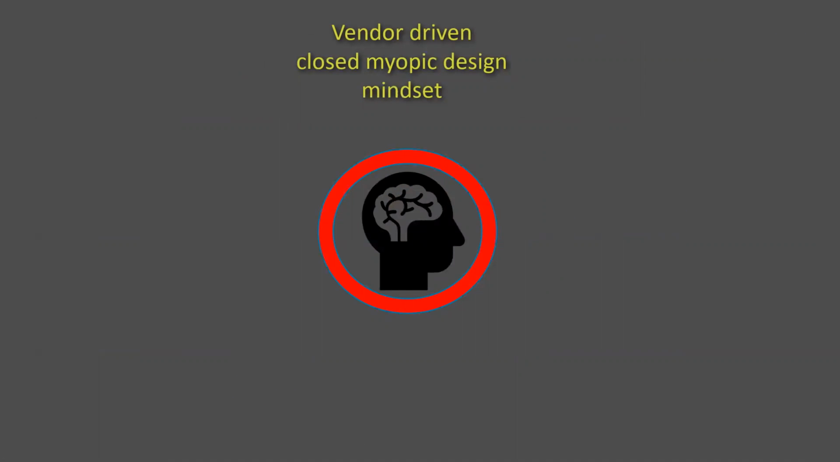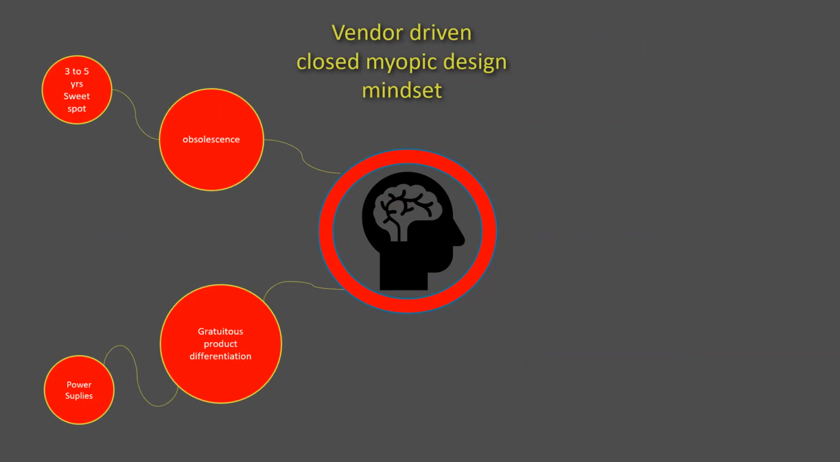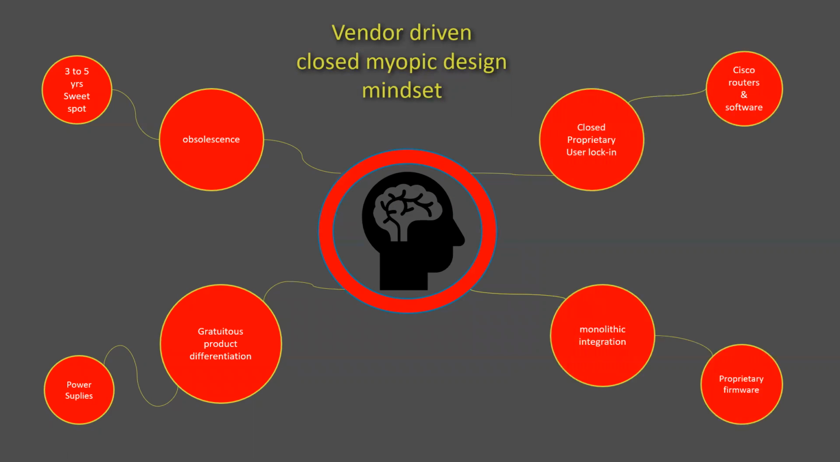Now, vendor-driven, closed myopic design mindset. What are their motivations? They want to build in obsolescence, a 3 to 5 year sweet spot. Gratuitous product differentiation, power supplies. Closed proprietary user lock-in. Here we have Cisco routers and software. Monolithic integration, basically tying together the hardware and the software with proprietary hardware and software in order to lock that user into that vendor's solution. And it also includes proprietary firmware. And if a vendor decides he's not going to support that firmware anymore, then effectively you can't use the hardware.